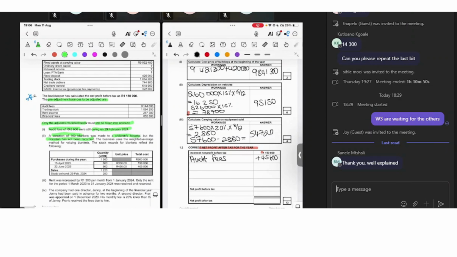Sorry guys, let's go back to the audit fees. Yes, you would include them as part of your audit fees, but remember that's increasing an expense. So if you increase an expense, what does that do to your profit? It decreases it. So we need to minus the 45,600. Sorry about that. Forgot to explain that part. But is that making sense to everyone? I can repeat that if you want.